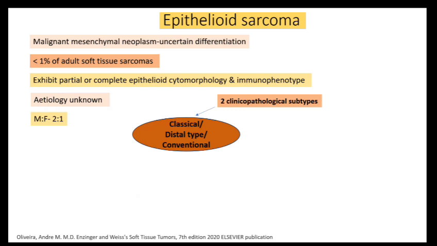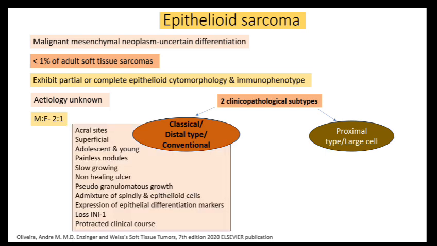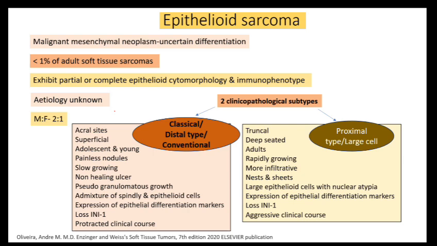Clinically, you have two clinicopathological subtypes. One is called the classical or distal or conventional type. Another is called the proximal type or large cell type. Let's see the differences between the both. In the classical type, it is more common in the acral sites, whereas the proximal is more common in the truncal sites. Here it is superficial, there it is deep-seated.